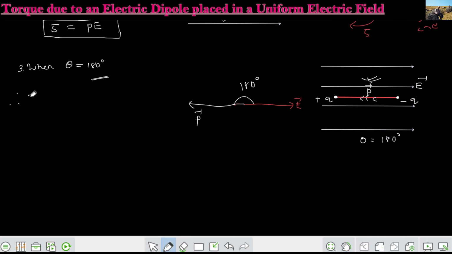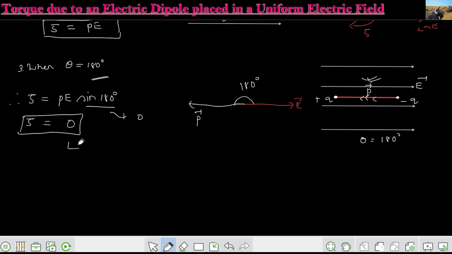When you put this in that equation, tau will be equal to PE sine of 180 degree. Sine of 180 degree also will be equal to 0. So this torque also will be equal to 0. So it will not rotate.